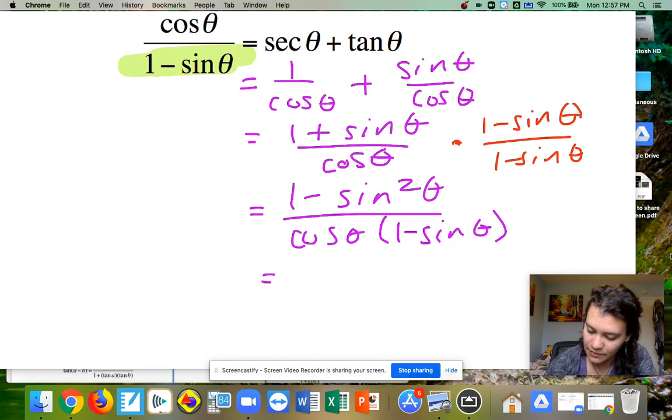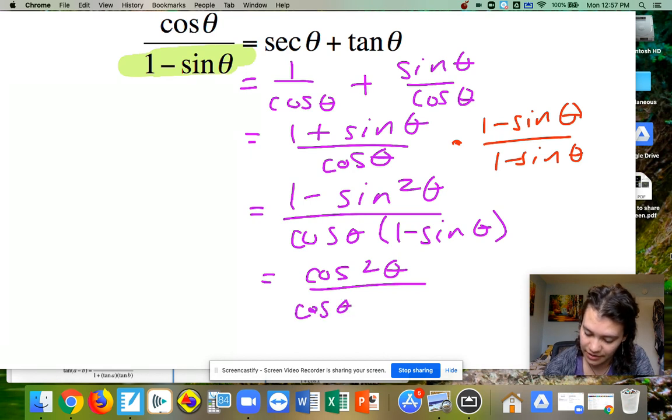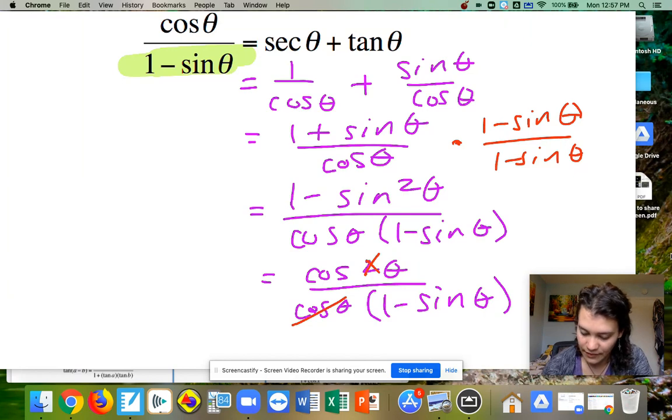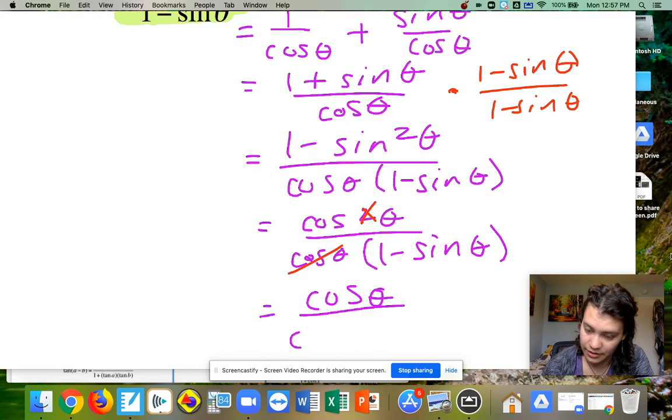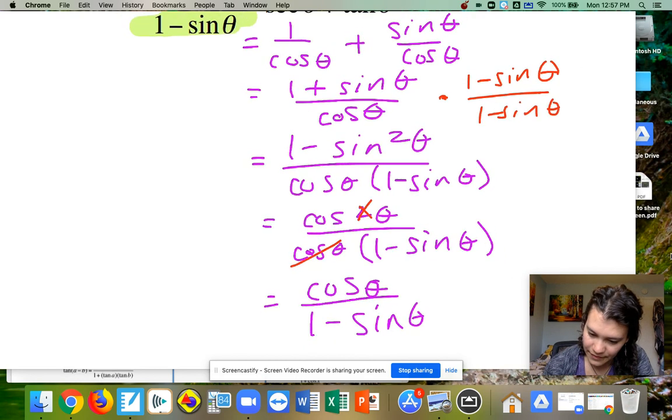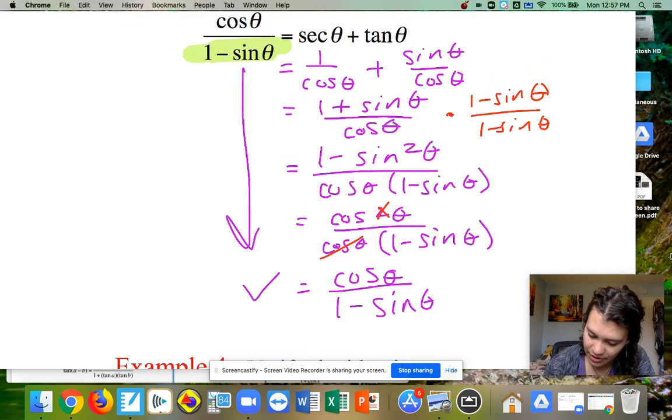Okay. The top becomes cosine squared theta, again using the Pythagorean identities in the top right of your sheet. And we still have cosine theta times 1 minus sine theta. So I can cancel this cosine with one of these. And then you're left with cosine of theta on top and, sorry, we don't have this second cosine theta down here, 1 minus sine theta on the bottom. And that's what you wanted. So now you're done.